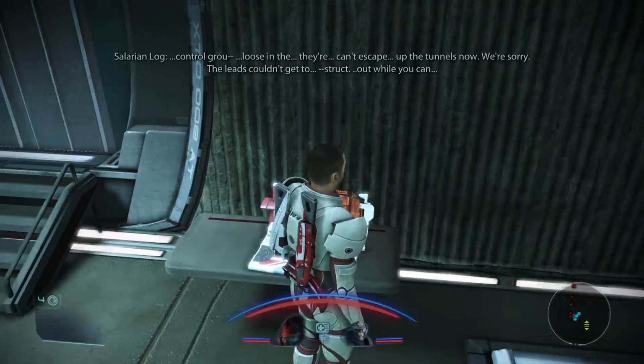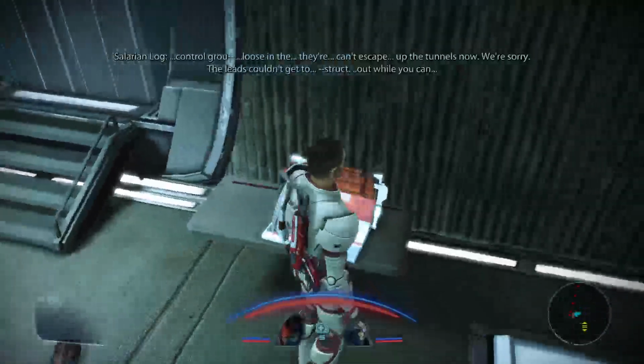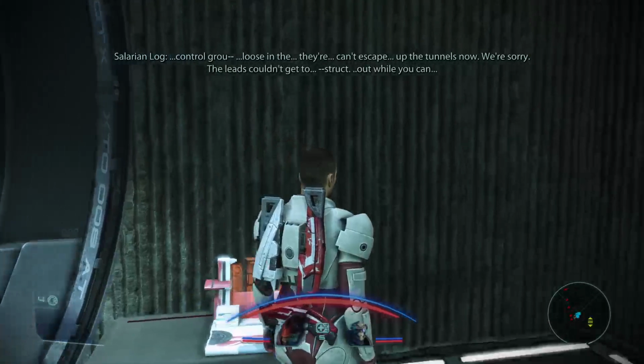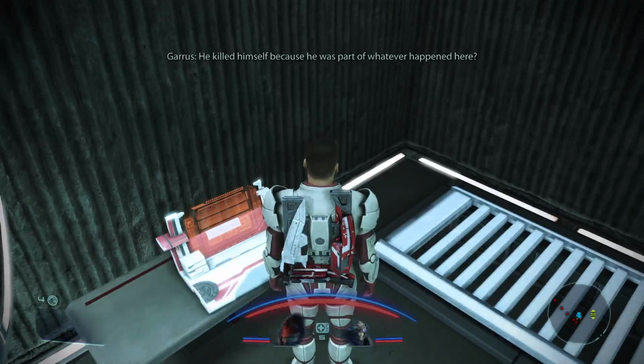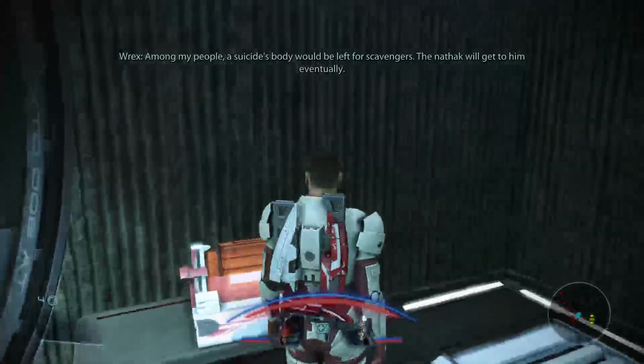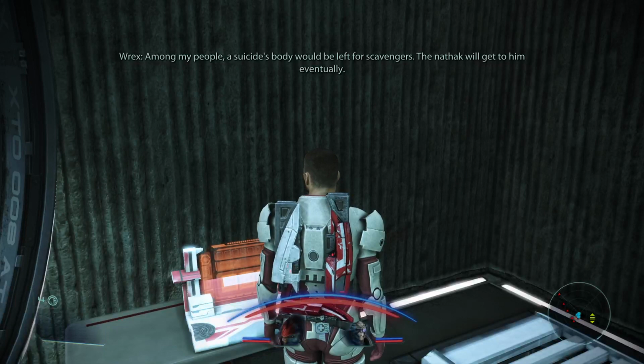Control group, loosen the... They're in... Can't escape. Burnt the tunnels now. We're sorry. The leads couldn't get to the struct. Get out while you can. He killed himself because he was part of whatever happened here? Among my people, a suicide's body would be left for scavengers. The Nathak will get to him eventually.